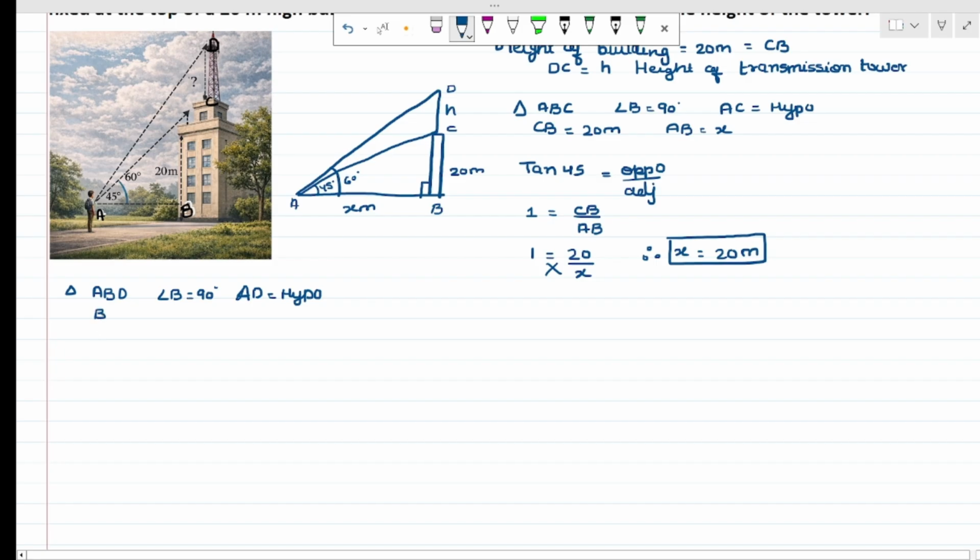As BD is the height of the building as well as the height of the transmission tower, no need to worry, just add them. So what will you write over here? BD will be equal to, as you can clearly see, the summation of building plus transmission tower. So simply write 20 plus H. Okay, so my BD is 20 plus H and my AB, which I got over here, is 20 meter from the answer.